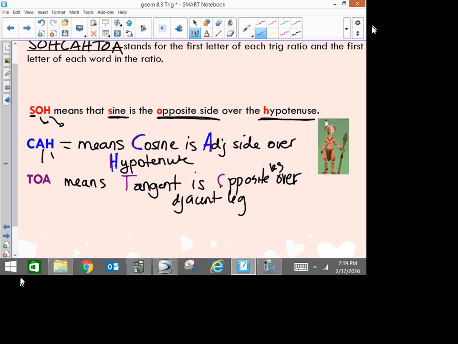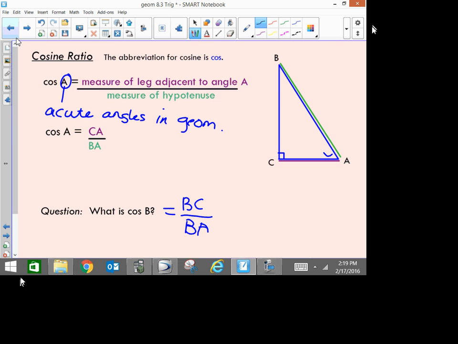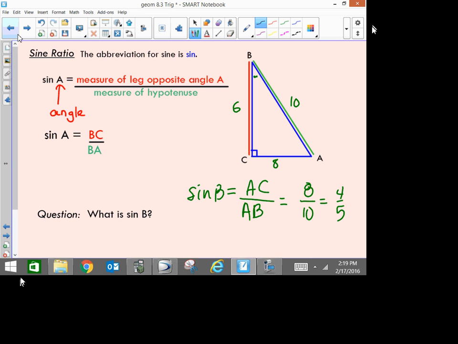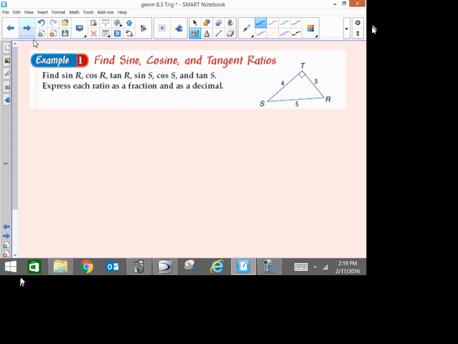Tangent, opposite over adjacent. Now, if you want to look real closely, remember here's the tangent, here's the leg opposite, here's the leg adjacent. Cosine, here's the leg adjacent over hypotenuse, C-A-H. And sine, here's the opposite over hypotenuse, S-O-H. Okay? All right, very good. Y'all caught on that quickly.